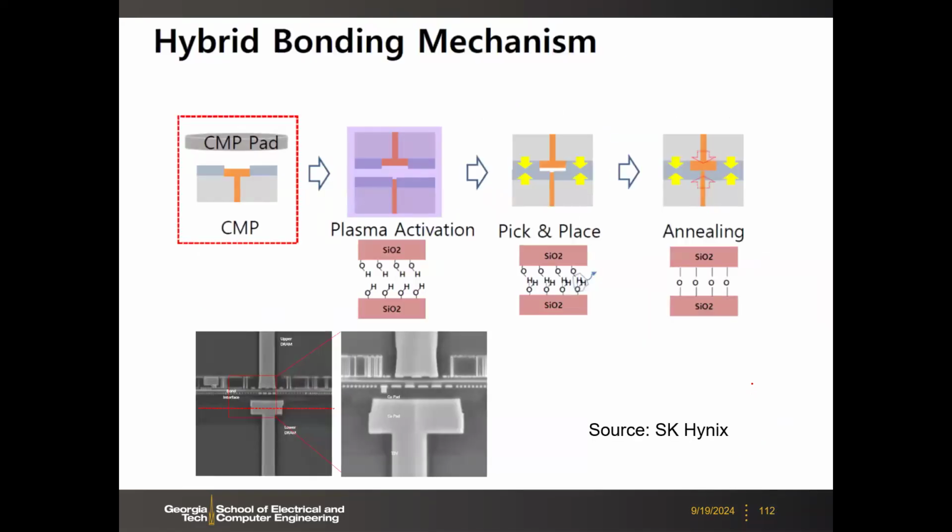Okay, so here are more details about the hybrid bonding mechanism. What you have here is two copper pads, and then you make them contact with each other. And then you will apply some temperature to anneal, and because on the side you have silicon dioxide, they will tend to glue together, and also the copper pads will tend to become integrated.